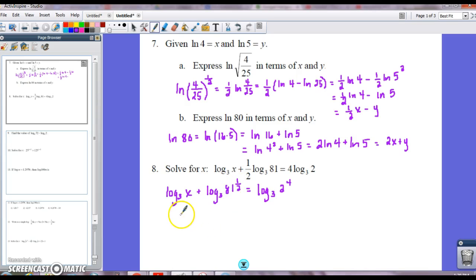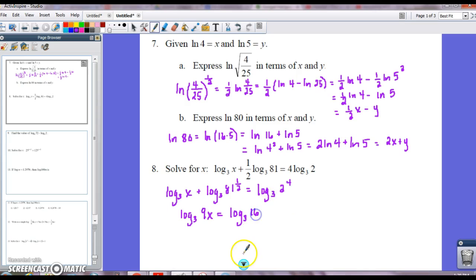So I end up with log base 3 of 9x. So I'm kind of combining two steps in one. 81 to the 1/2 is just 9. And then because I'm adding them, I can use the product rule. So it becomes log base 3 of 9x is equal to log base 3 of 2 to the 4th, which is 16.